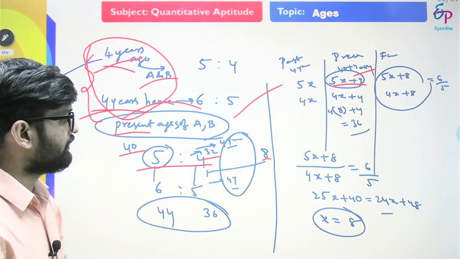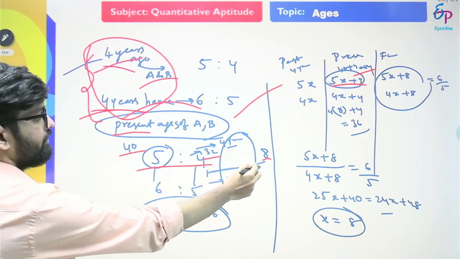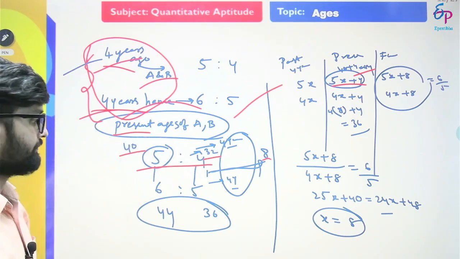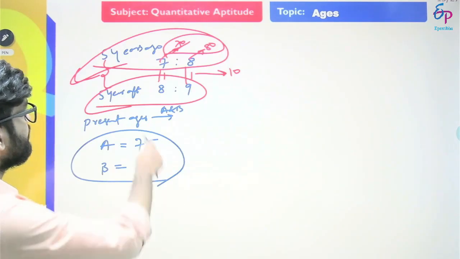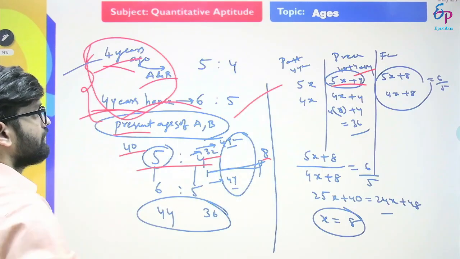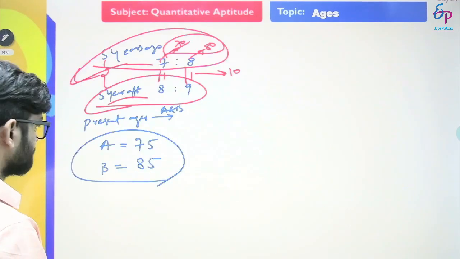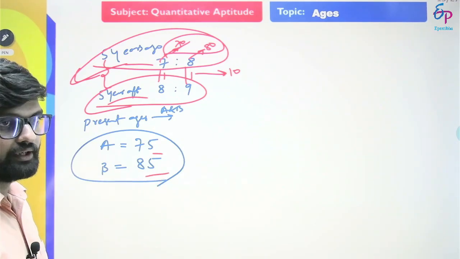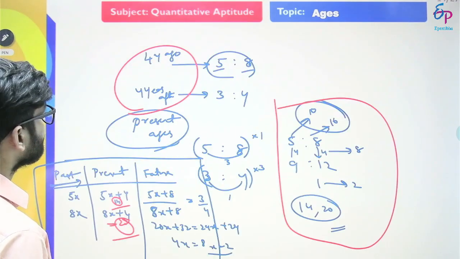How did I get 8 here? How did I get 8 by equating? Because I have added these two, 4 parts and 4 parts. Here also, 5 years ago and 5 years after means I will get a total value of 10. I will equate that 10 value, and 75 and 85 is the answer here.